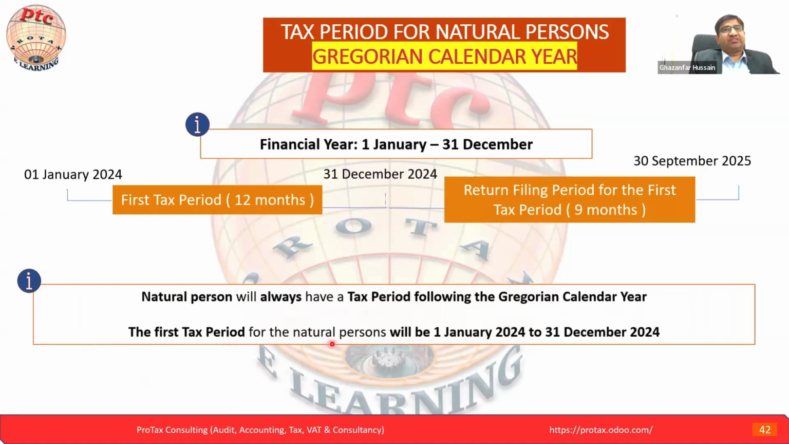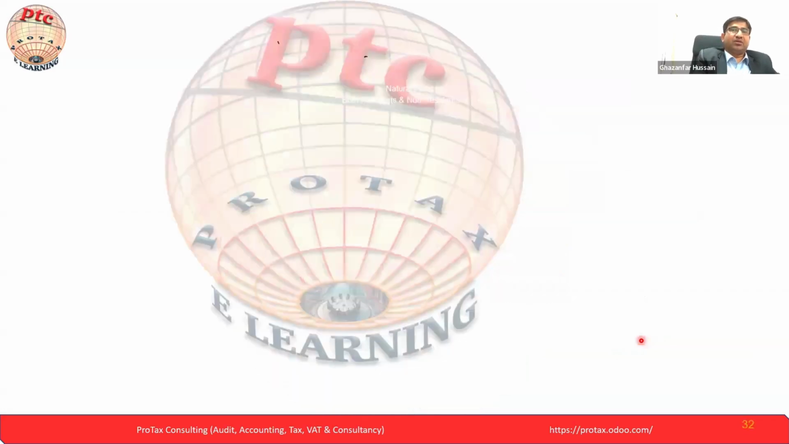The first tax period for a natural person will be 1st January 2024 to 31st December 2024. So this will be the first tax period. We already understand this point, but again, as part of the process, we are explaining this. Let's move to the next.